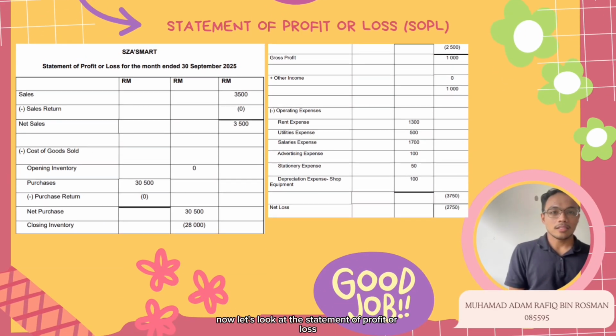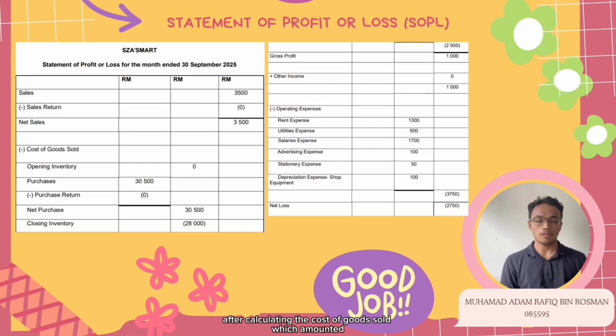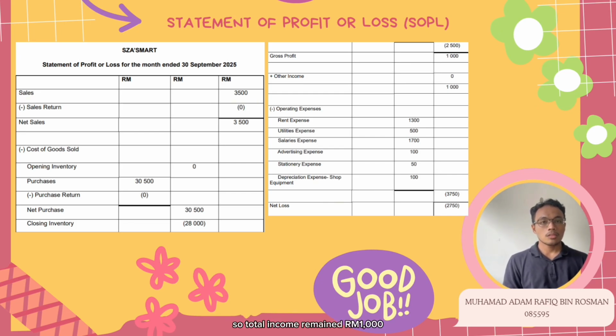Now let's look at the statement of profit or loss. The business achieved sale of 3,500 ringgit and had no sale return, giving net sale of 3,500. After calculating the cost of goods sold, which amounted to 2,500, the business earned a gross profit of 1,000. There was no other income during the month, so total income remained 1,000.